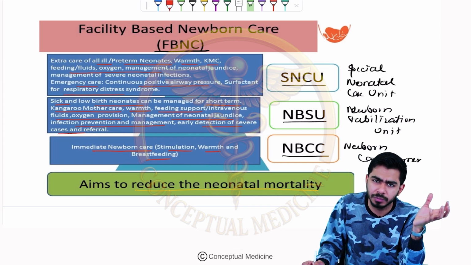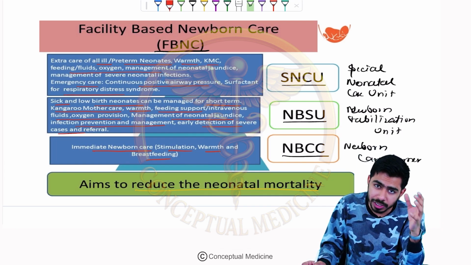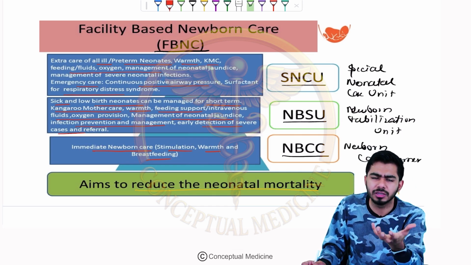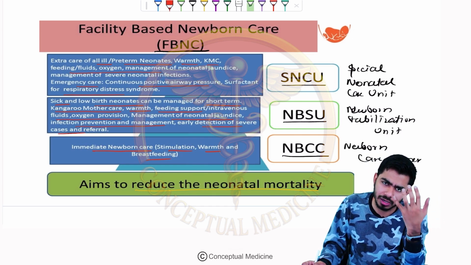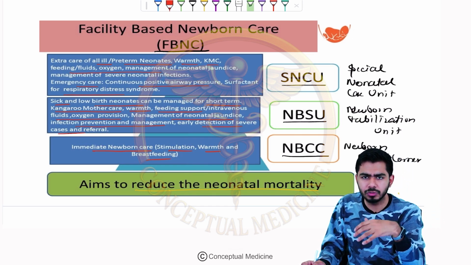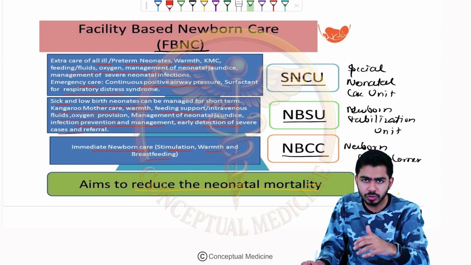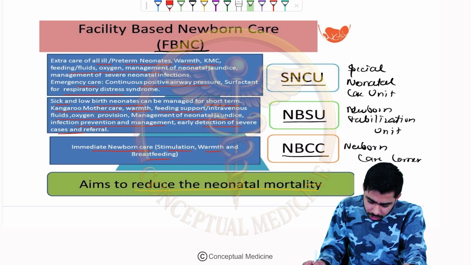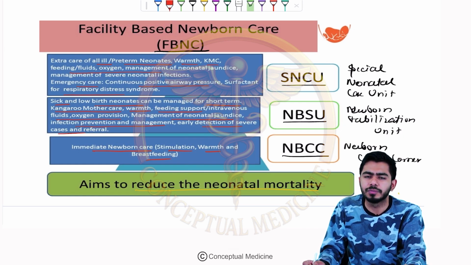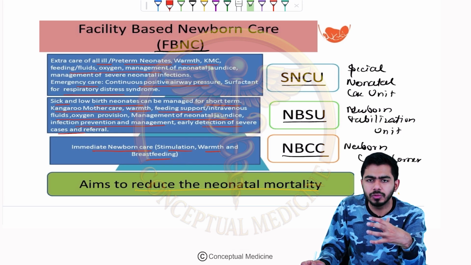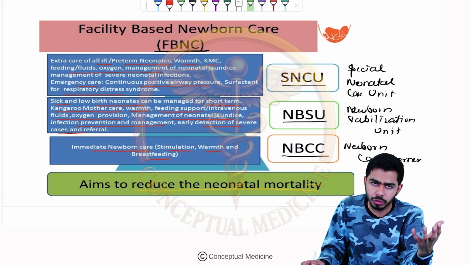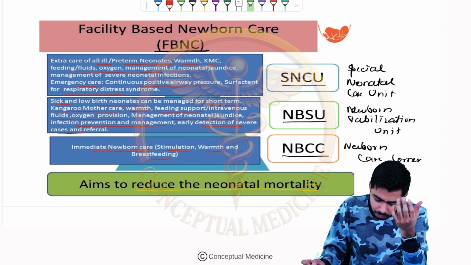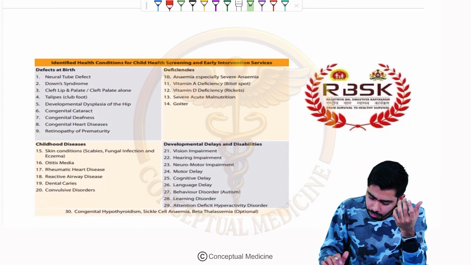Let's say the newborn is stabilized after the care in the SNCU, then the baby might be downgraded. We check the criteria, and then we might downgrade to the NBSU, the newborn stabilization unit, then finally to the newborn care corner, and finally the baby might be discharged as well. The objective here is that we want to reduce neonatal mortality. Okay, very nice.